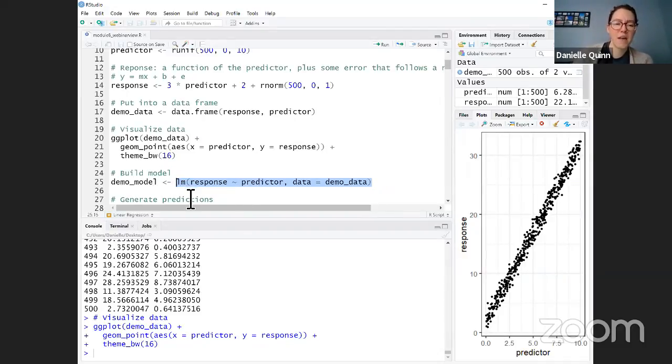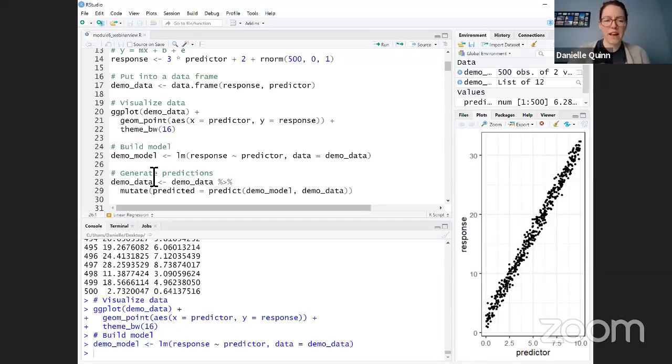So we use this lm function to run a linear model. We include the formula of the model. In this case, it's going to be the response tilde the predictor. So this is always the format that it's going to take. The response goes on the left-hand side of the tilde, and the predictor, whether there's one or more, goes on the right-hand side. And then we say those objects or those columns can be found in the demo_data frame, because that's what we've built up here.